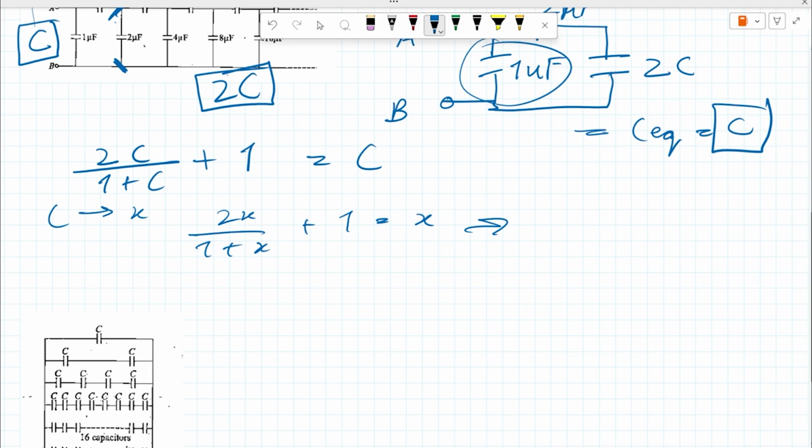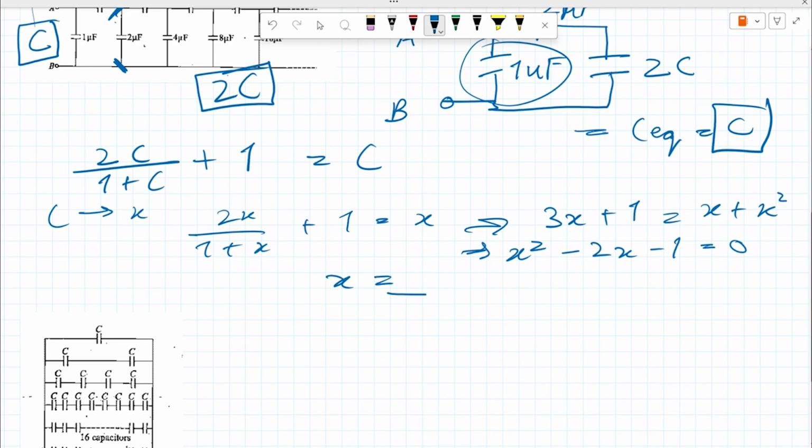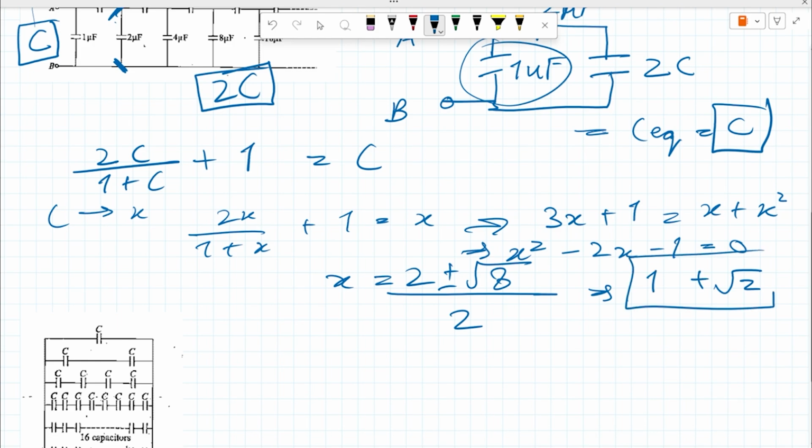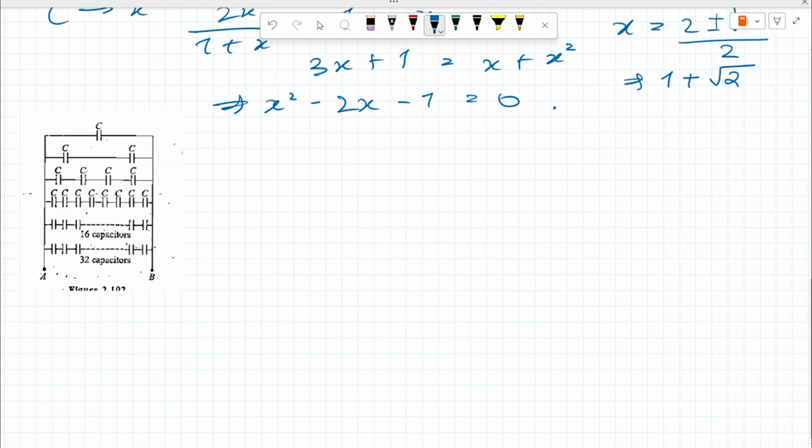Now when we try to solve it, we get 3x plus 1 equals x plus x squared, which can also be written as x squared minus 2x minus 1. Now when we solve this equation, we get 2 plus minus root of 4 plus 4, which is 8. Then it would become root 2 and 1. So 1 plus root 2 should be the answer.